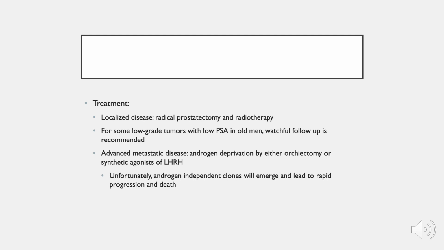Treatment of prostate cancer depends on the stage. Localized disease, meaning localized to the prostate gland, is treated with radical prostatectomy and radiotherapy to the pelvis. For low-grade tumors with low PSA in old men, sometimes follow-up is enough, because typically low-grade tumors that are confined to the prostate gland do not affect survival, meaning they do not shorten the expected lifespan of these patients, especially in older men.